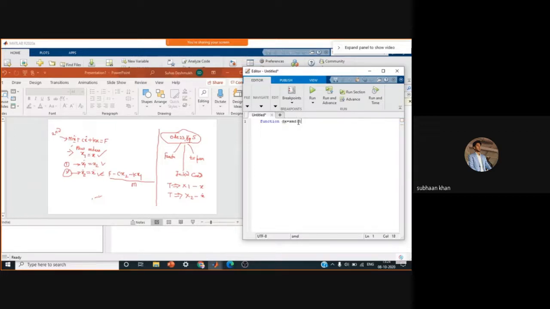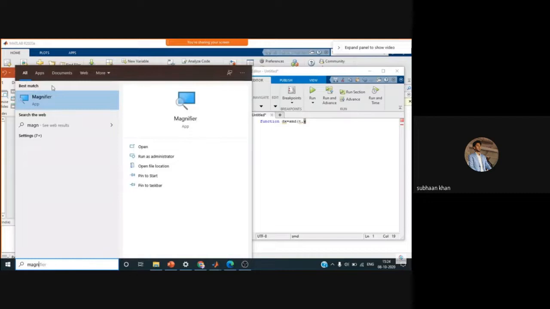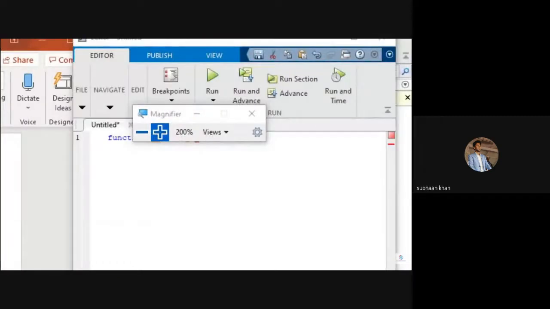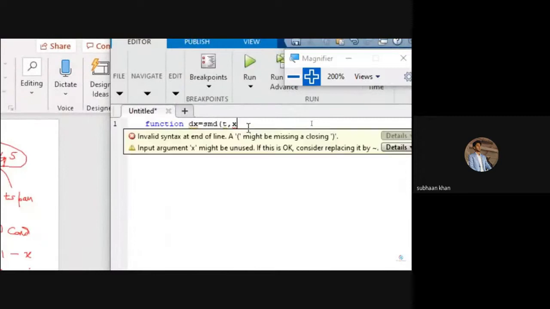And I'm going to supply two things. One is time and another is an initial condition. What are the initial conditions? At time t equal to 0, I have to supply x1 and x2. These are two initial conditions I need to provide. This also has two values. I'll just magnify it so that you can visualize that. So this has two numbers. This dx will have two numbers.